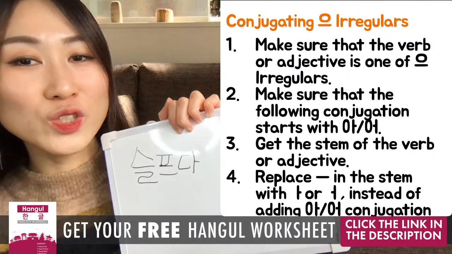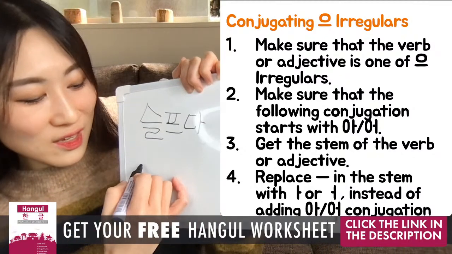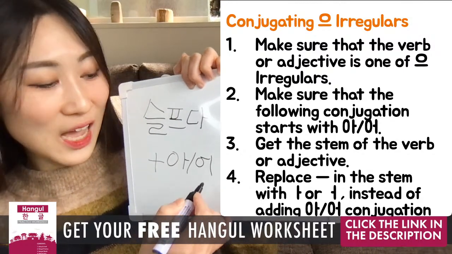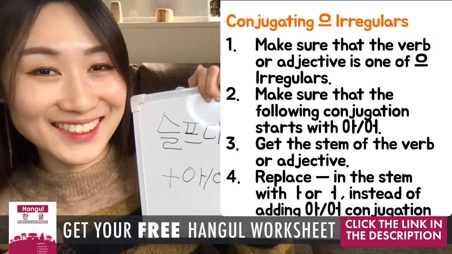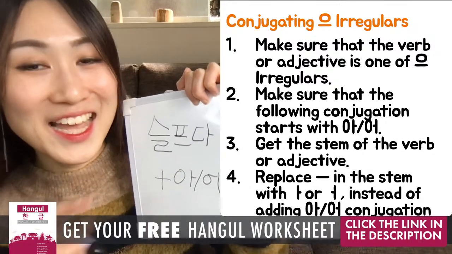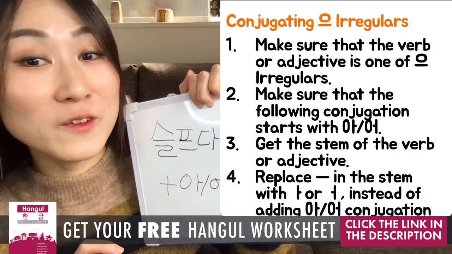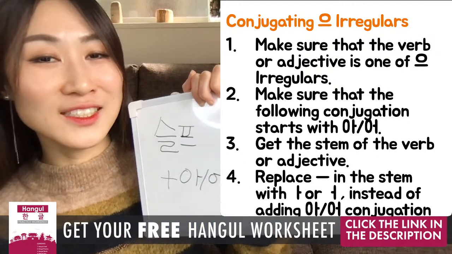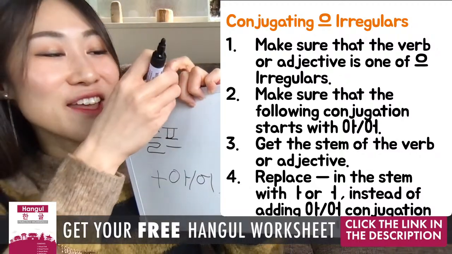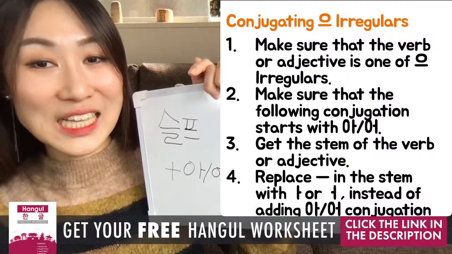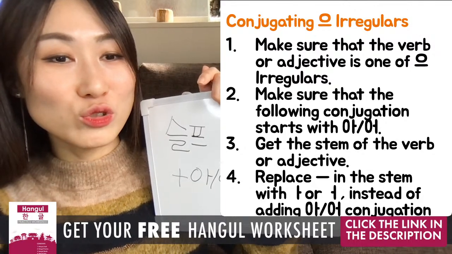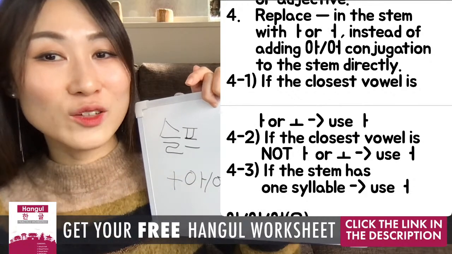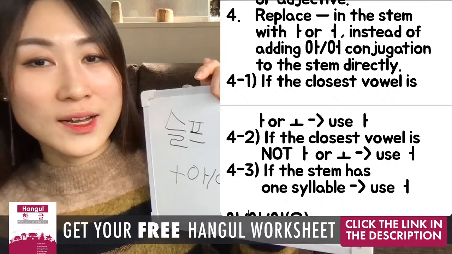Make sure that following conjugations start with a or o. Let's think we are trying to conjugate it with a or o, which is the casual spoken present tense. Number 3, get the stem of the verb or adjective. Stem is easy. Just remove 다. 슬프, yes, it ends with u sound. And now, rule number 4. Replace the u sound with a or o.